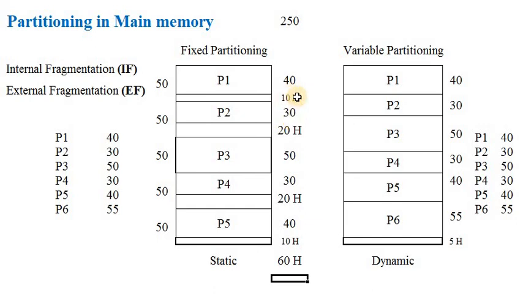10 is a hole scattered somewhere, 20 is a hole available somewhere in the main memory, another 20 is available somewhere, and 10 is available somewhere here in the main memory. So when you combine all these holes together, only then can you get 60 as a whole. But there is no possibility here, right? So we can't allocate that P6 into the main memory, even though the required size is available when combining all the holes together.